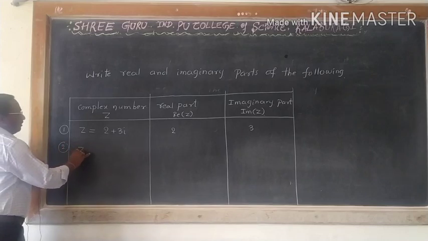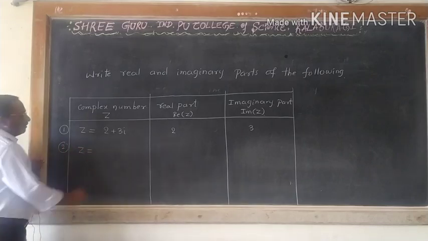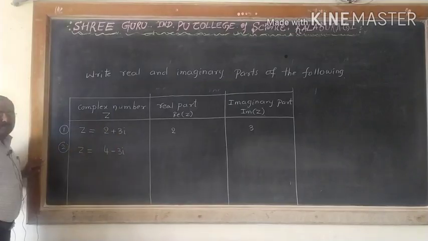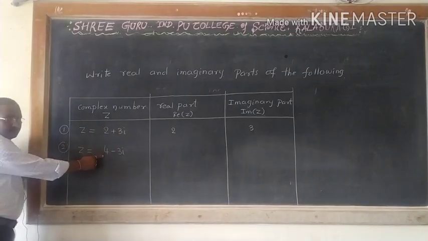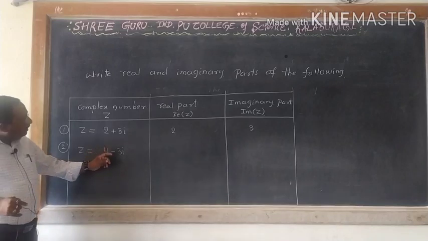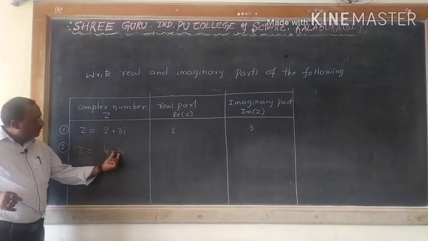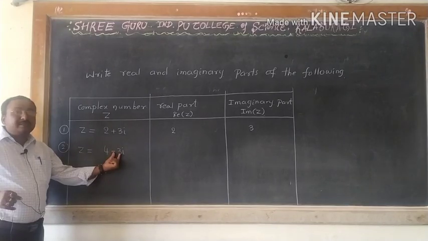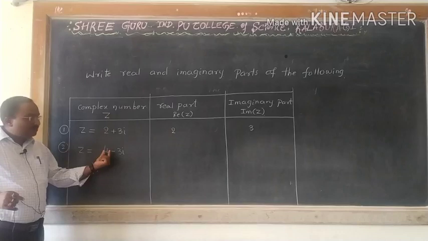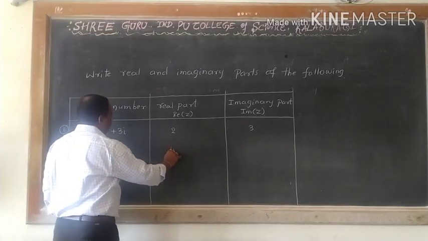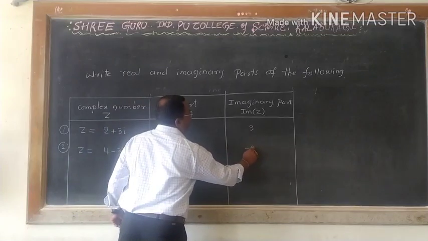Suppose z is equal to 4 minus 3i. This is a complex number. Here real part is 4, imaginary part is minus 3. Sign is important. Real part is 4, imaginary part is minus 3.